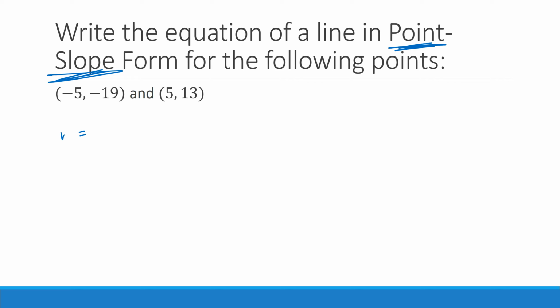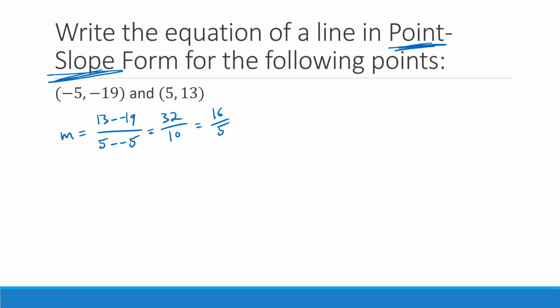M is going to be equal to y2, 13, minus y1, 19, over x2, 5, minus x1, negative 5. This is, let's see, 13 plus 19 is 32. 5 minus negative 5 is 10. I can reduce this fraction by dividing the top and bottom by 2. That would give me 16 over 5.